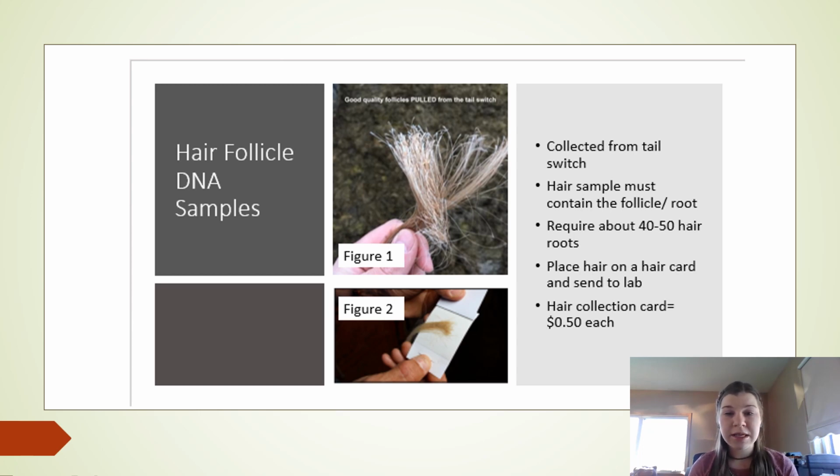So for example, when I'm talking about collecting DNA samples with hair follicles, I can say something like, the first step in collecting hair follicles for DNA testing is to collect a sample from the tail switch as shown in figure 1. Okay, so then the judge can easily see on my slide, oh yes, figure 1 shows that hair sample from the tail switch. Then I can also say that this sample must also contain the root or follicle, as we can see with the image of figure 1.